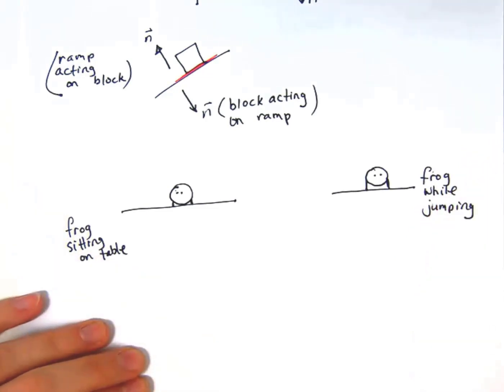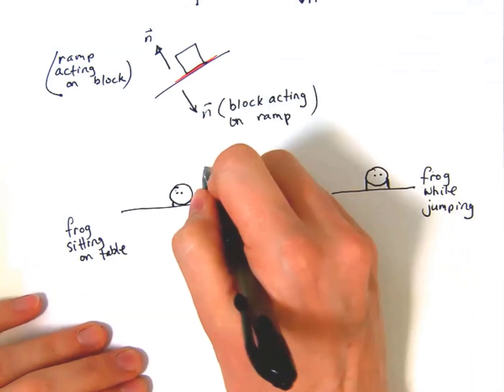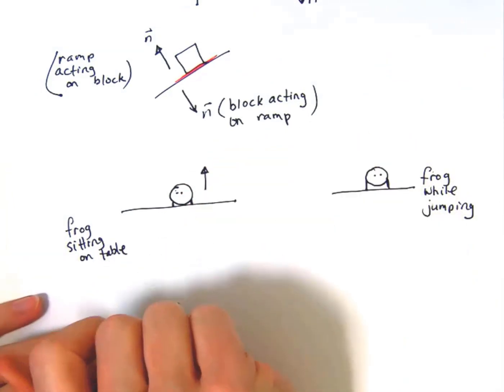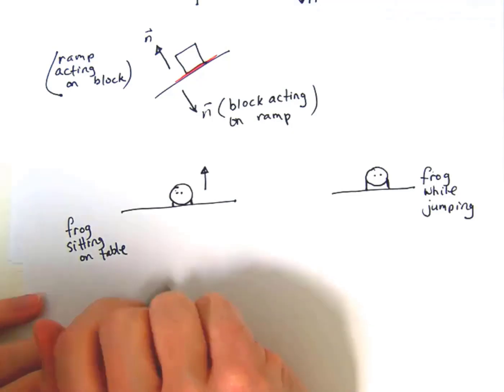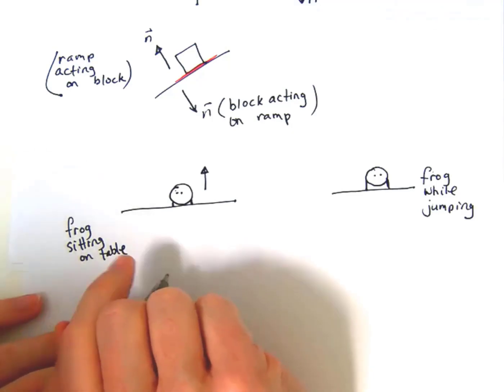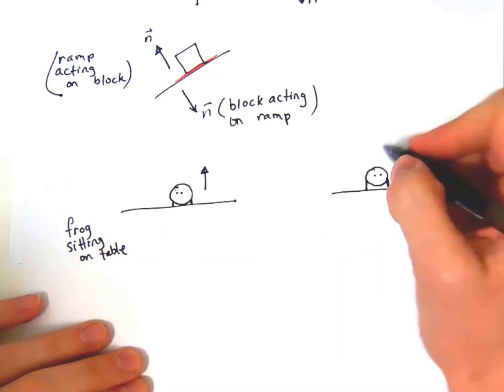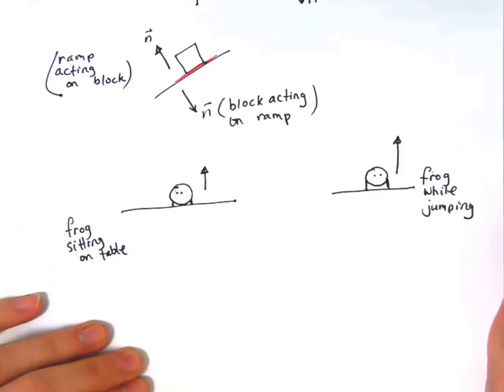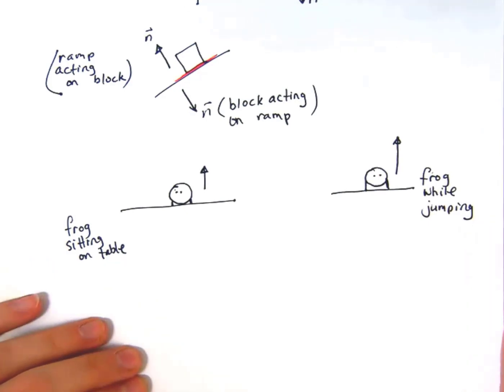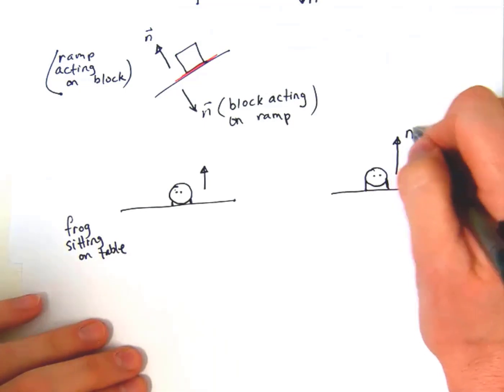If the frog's going to sit on the table, that means the table's supporting him. So the frog will feel an upward normal force because the table's supporting him. But how does a frog jump? The frog jumps by pushing into the table even harder, and that means that the table will push back on the frog to match it. So the normal force increases when the frog is jumping. When the frog is pushing against the table harder, there is more normal force.